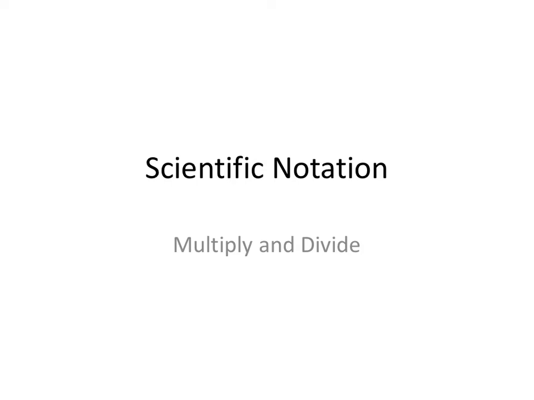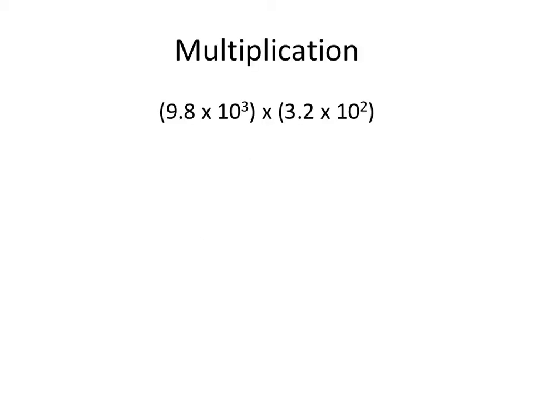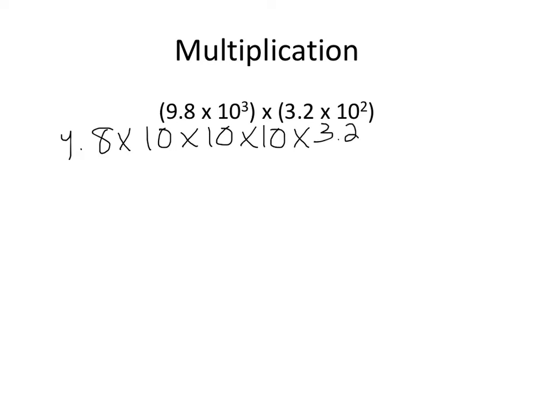In this screencast, I'm going to show you how to multiply and divide using scientific notation. We'll start with multiplication. First thing I'm going to do is write out this expression that's written down. So it's going to be 9.8 times 10 three times, times 3.2 times 10 twice. Now, since it's all multiplication, it doesn't matter the order.